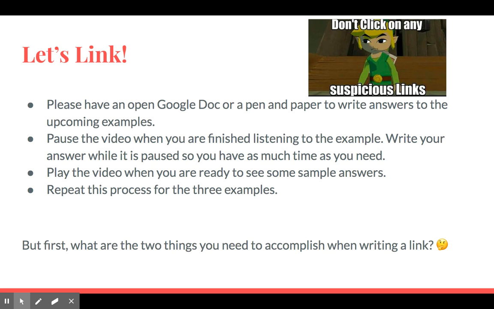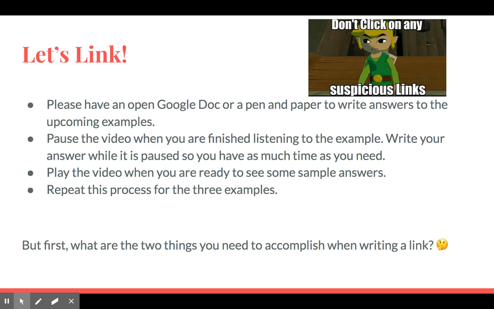So let's try this out. Let's link. If you need to pause the video, please do. Make sure you have an open Google Doc or something to write with and some paper so you can write answers to the upcoming examples. Your goal, if you are watching this video, is to pause the video after the example is explained to you so you can try it on your own and check your understanding. Take as long as you need to write down your answer or type it, and then press play when you are ready to see some of the sample answers. And you're just going to repeat this process as you are going through the 3 examples.